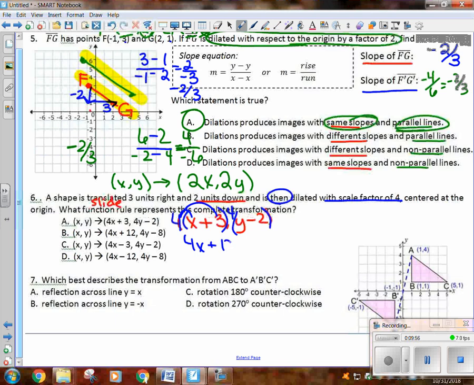4x, and then 4 times 3 is 12. 4 times y is 4y. 4 times negative 2 is negative 8. The answer is B.